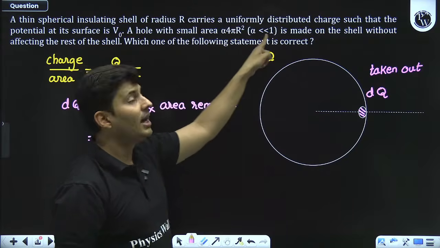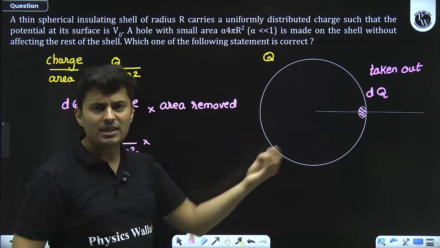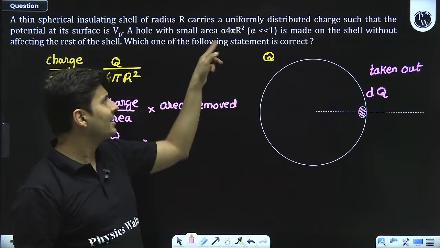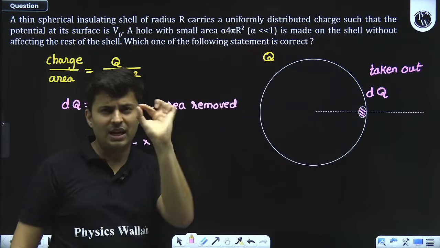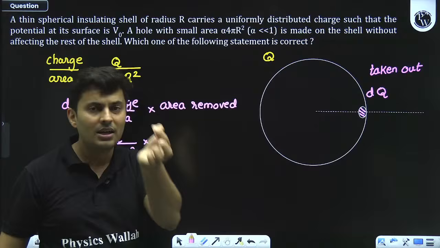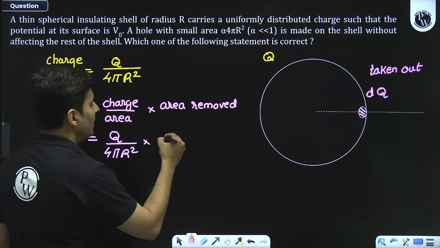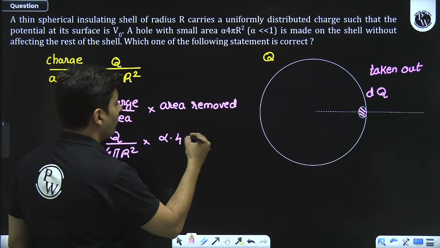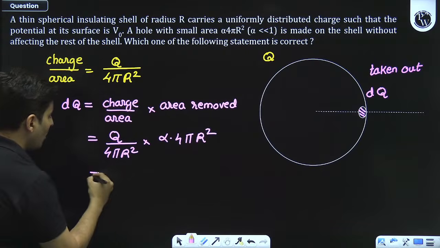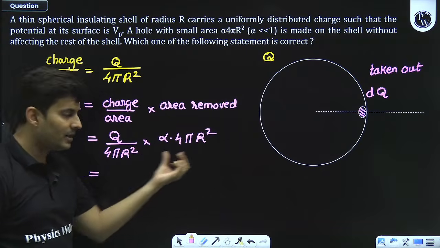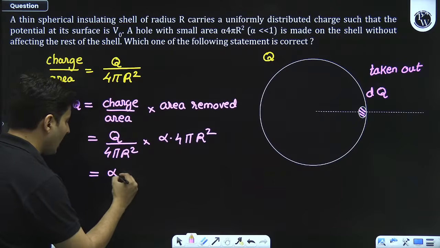The small area alpha is much smaller than 1. That means it might be 0.00000056 like that, of 4 pi r square. So it's a very small fraction. It's like a fractional part of it. So it will be alpha into 4 pi r square. So as you can notice, 4 pi r square is getting cancelled. So it is just alpha into q.